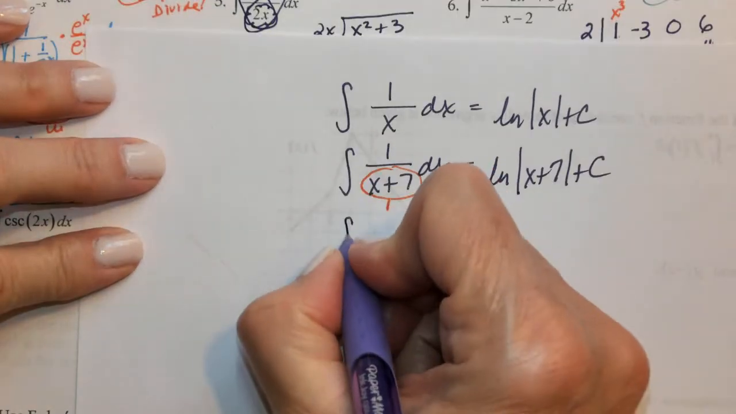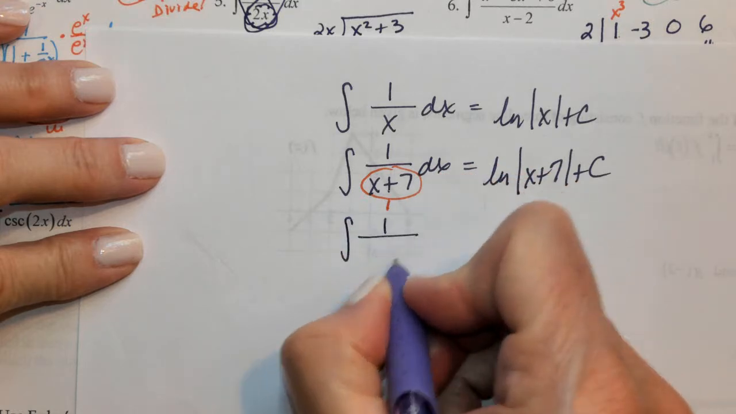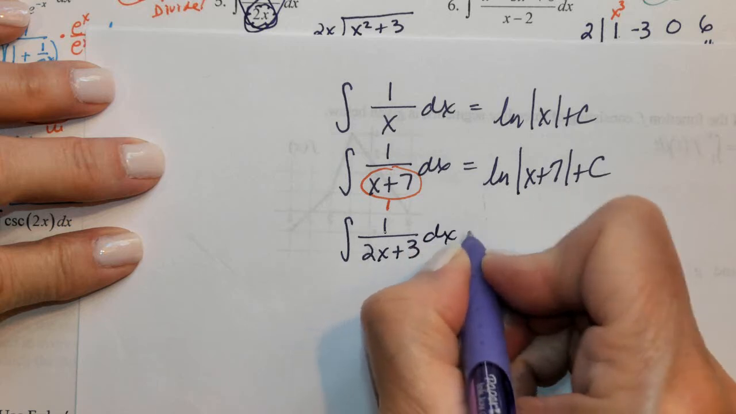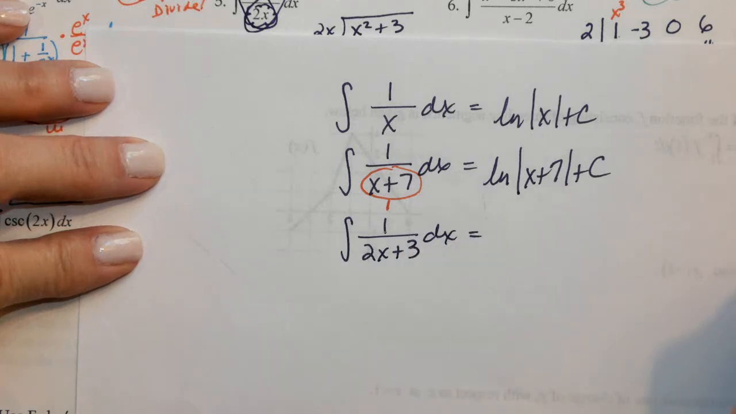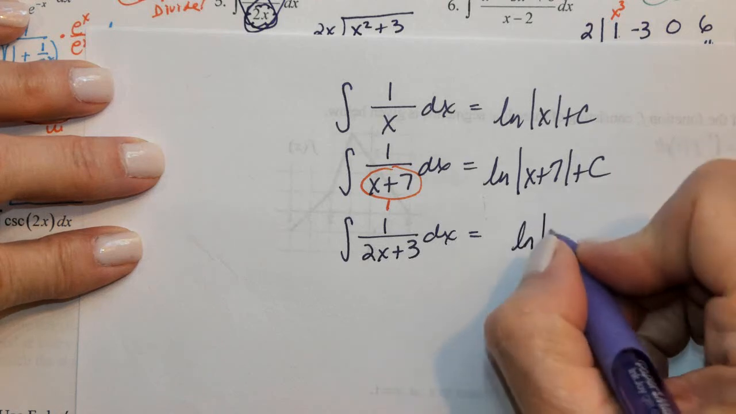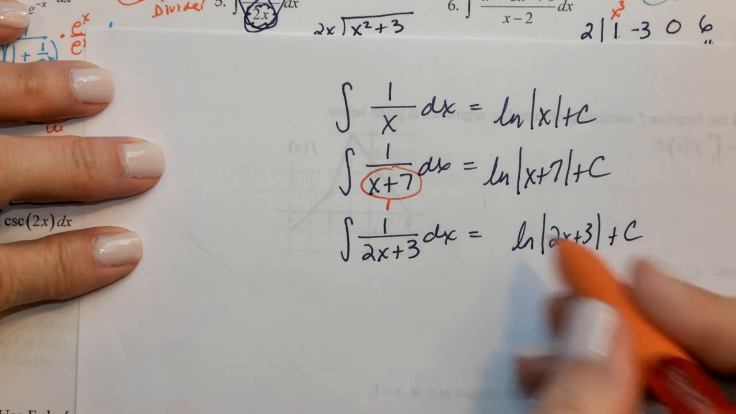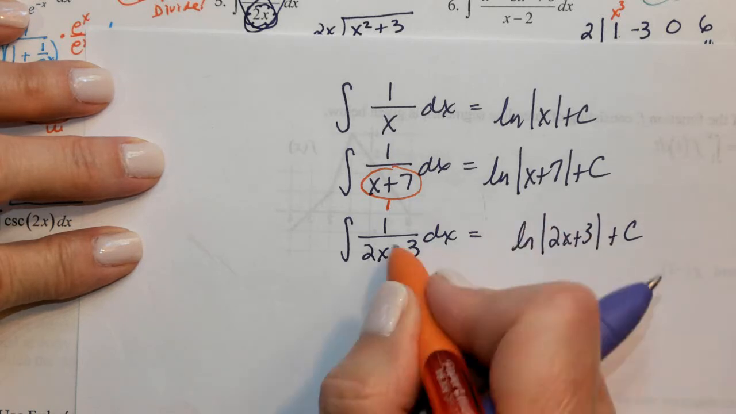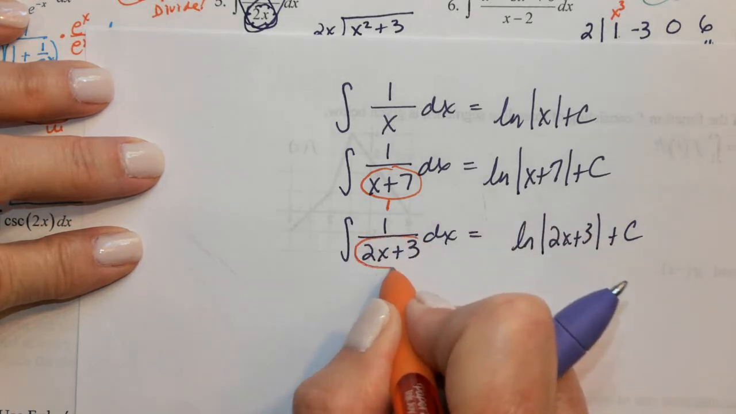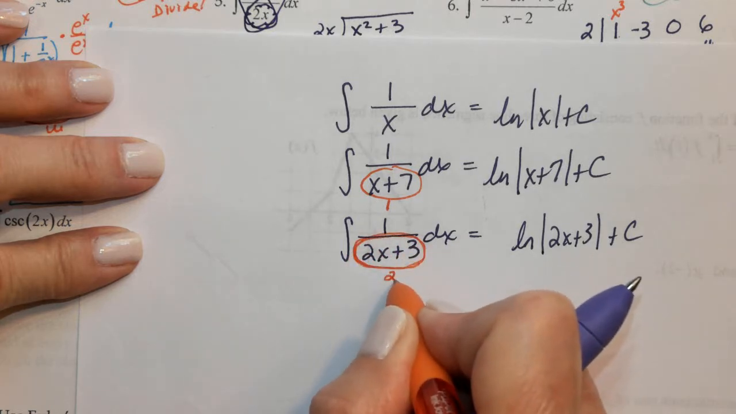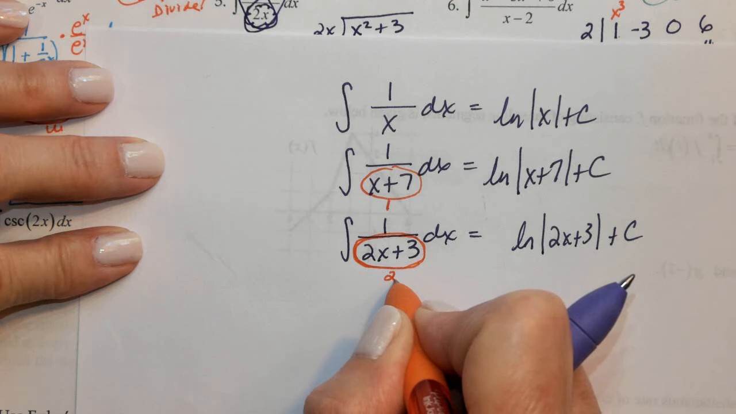Okay, what if we have the integral of 1 over 2x plus 3? Well, it's going to have a natural log of 2x plus 3 in it. But we are going to need to have something out in front, because when we take this derivative, the derivative is a 2 this time.